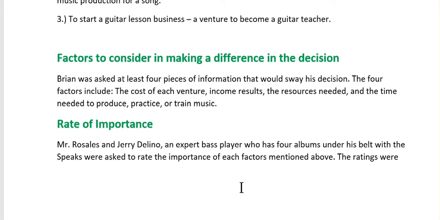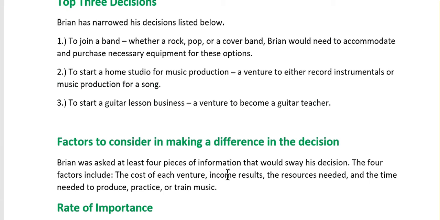And number three direction says for each decision, identify at least four pieces of information that will make a difference in the decision. So now here, I asked Brian what four pieces of information would sway his decision into picking the top three decisions that he made.